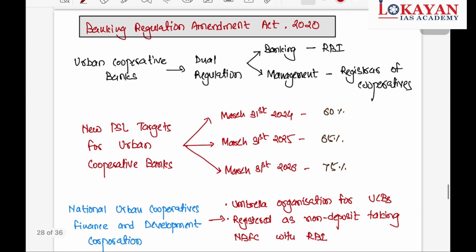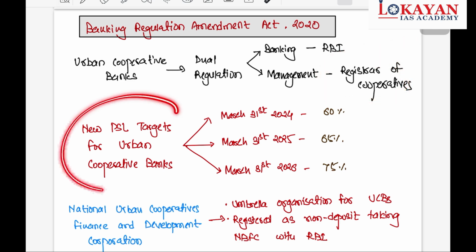So here is additional information regarding urban cooperative banks. Okay, the first one is that through the Amendment Act of 2020, banking related functions are to be regulated by RBI, and management related functions are to be regulated by the Registrar of Cooperatives.